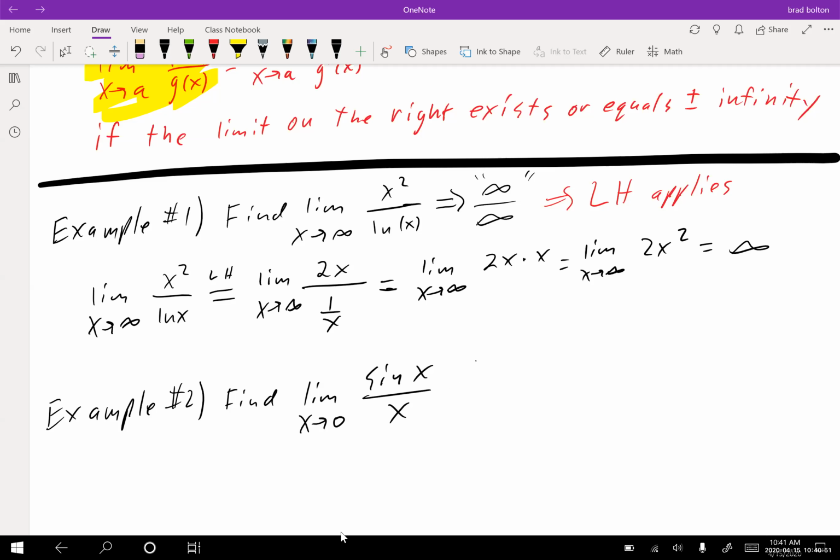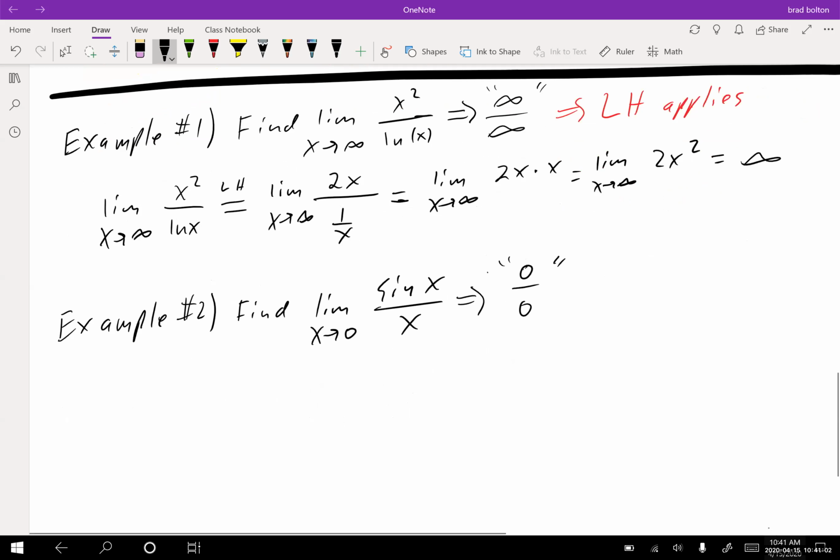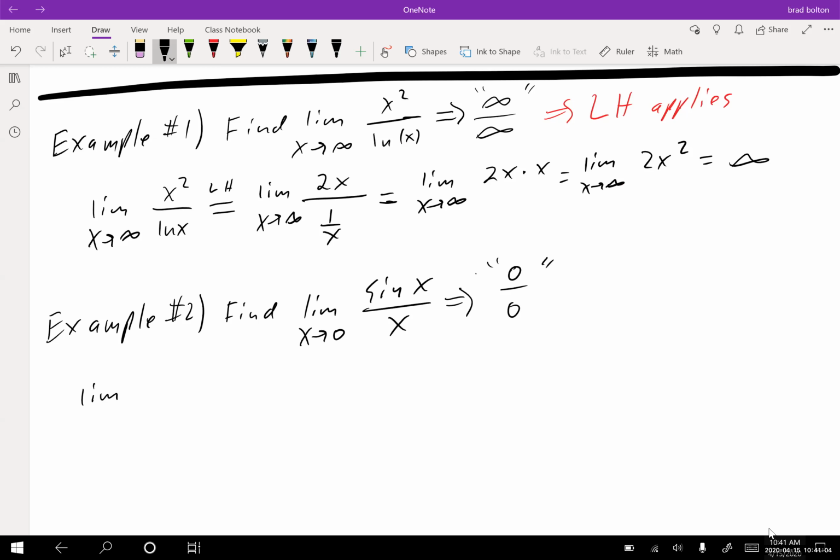So first things first, does L'Hopital's rule apply? Well, if I plug 0 in, the sine of 0 is 0 divided by 0. So we would end up with 0 over 0, right? So we have the form we need. So all I'm going to do is the limit as x approaches 0 of sine of x over x, and I'm going to put a little equal sign with an LH there to symbolize that I'm about to do L'Hopital's rule.